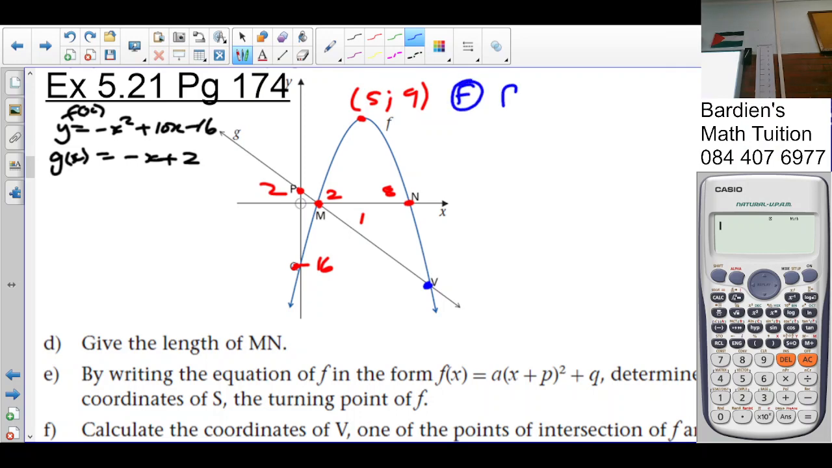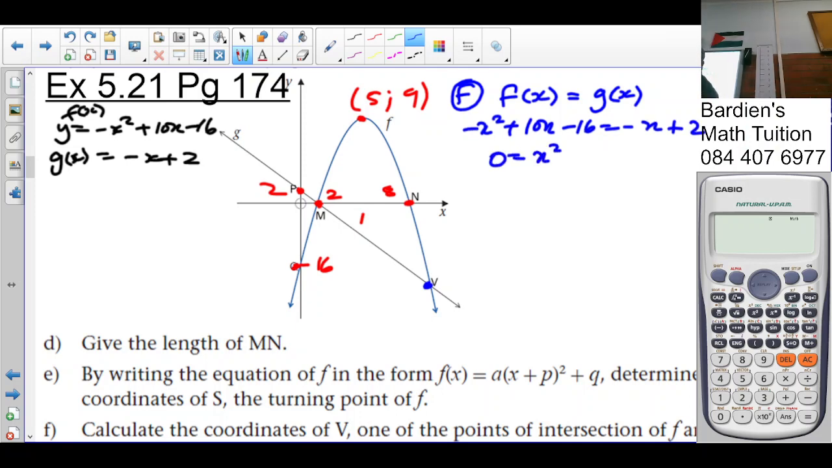We said f of x equal to g of x, or the parabola equals the straight line. What's the equation of the parabola? Negative x squared plus 10x minus 16 is equal to negative x plus 12. X is one side, numbers the other side. So 0 is equal to x squared minus 11x plus 18. Trinomial. X and x, 9 and 2, minus minus. So x is equal to 9 or?